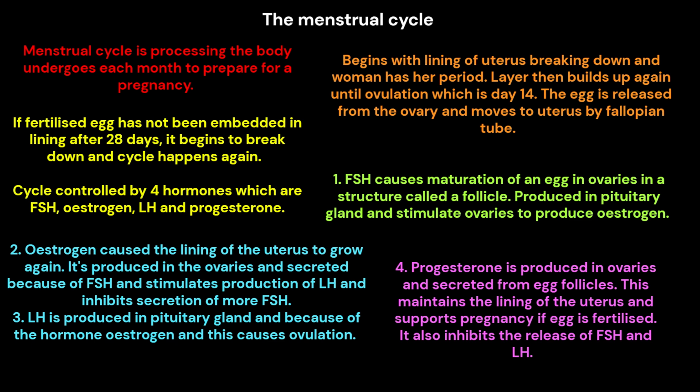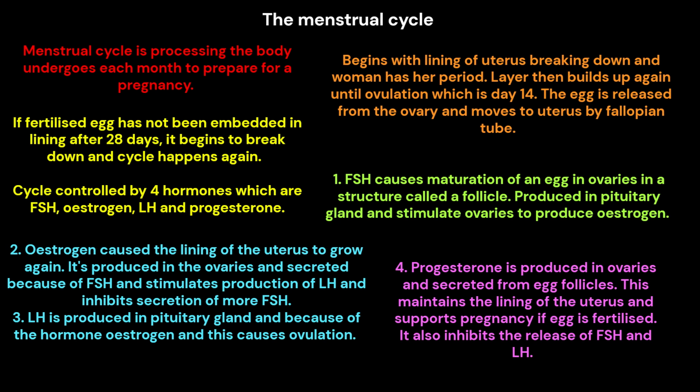1. FSH causes maturation of an egg in the ovaries in a structure called a follicle. It's produced in the pituitary gland and stimulates the ovaries to produce estrogen. 2. Estrogen causes the lining of the uterus to grow again. It's produced in the ovaries and secreted because of FSH, and stimulates production of LH and inhibits secretion of more FSH. 3. LH is produced in the pituitary gland because of the hormone estrogen, and this causes ovulation.